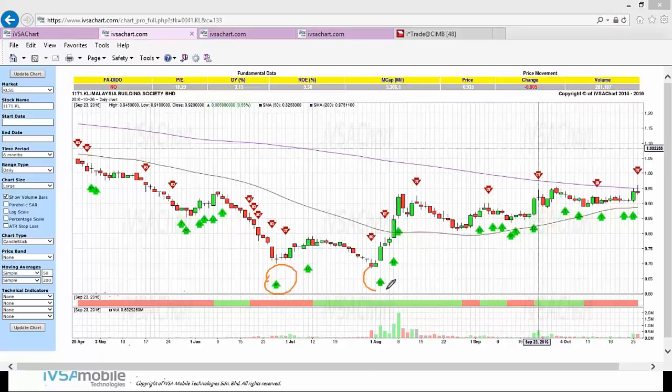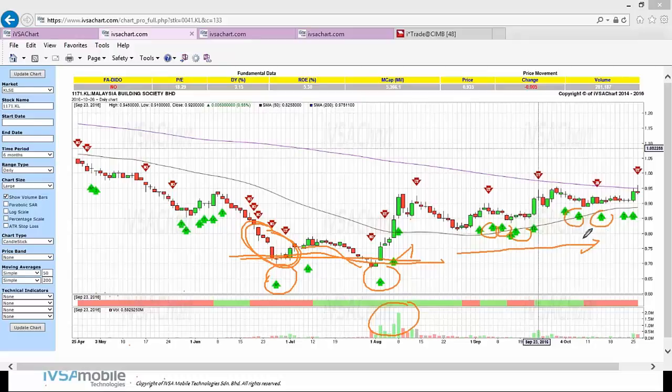Now, MBSB has a good support level at around this price, right? Almost at 70 cents. As it touches this level, you can see that the supply has reduced, okay? And when the supply has reduced, we have support coming in. Now this volume shows that's a good support coming in. And then they test again, because you can see the test continues from iVSAchart. As this test continues and dries up, I would say that this stock is quite good.